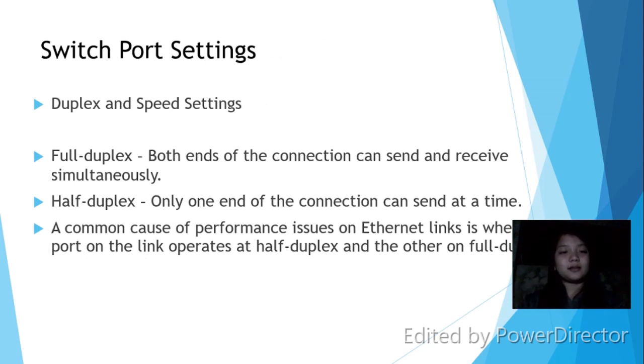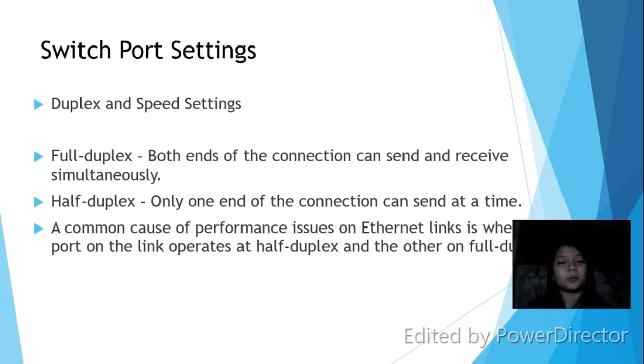Switch port settings. Duplex and speed settings. In full duplex, both ends of the connection can send and receive simultaneously, so the two PCs can send and receive data at the same time. In half duplex, only one end of the connection can send at a time. So one PC will send, and the other PC will receive. In short, it is one at a time.